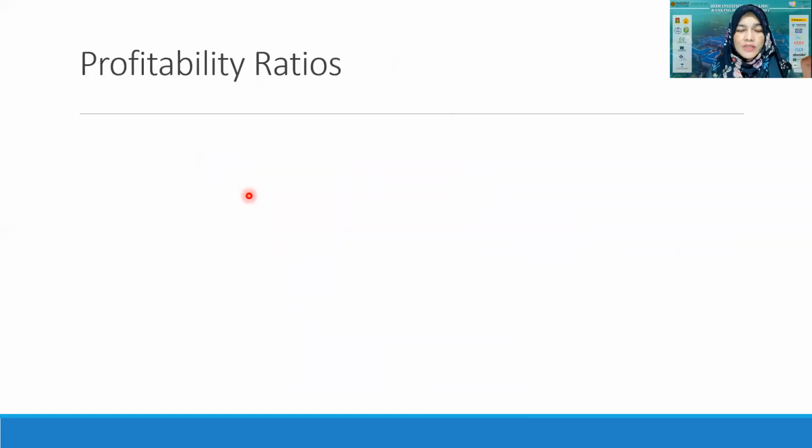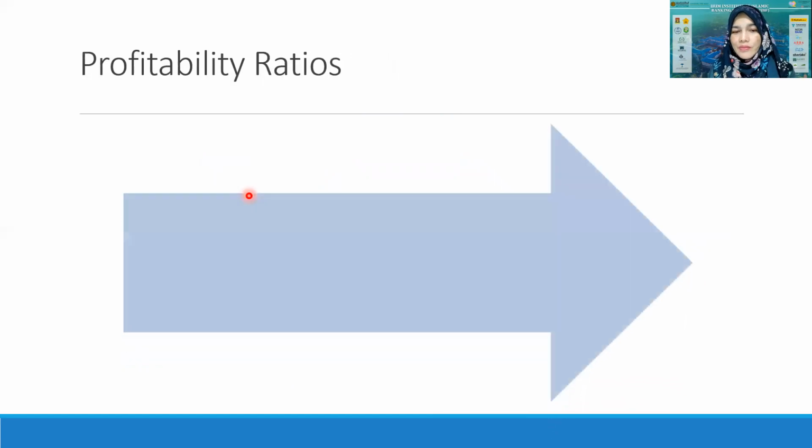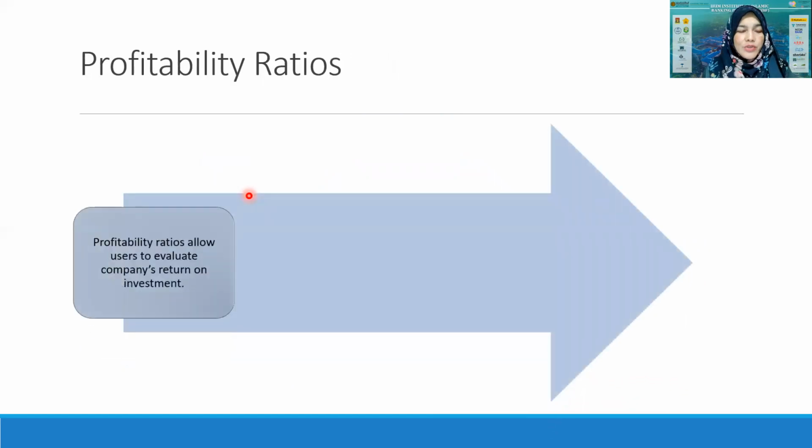Let us look at profitability ratio. A profitability ratio allows users to evaluate the company's return on investment. It measures profitability to show whether the investment made in the company is a wise decision or not. Because as investors, when they invest in the company, they want to see that the company is making profit from their money. Those are the things measured by profitability ratio.